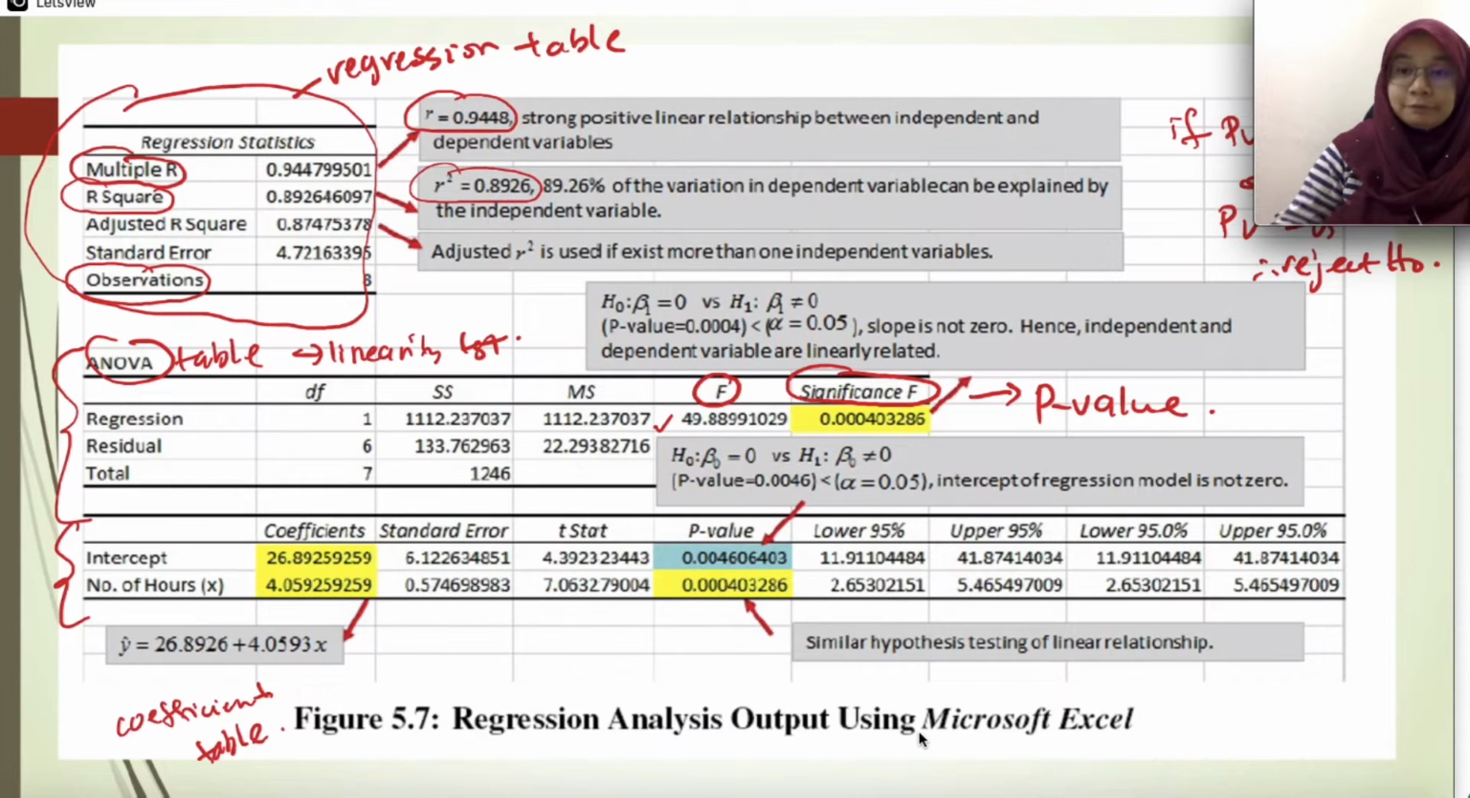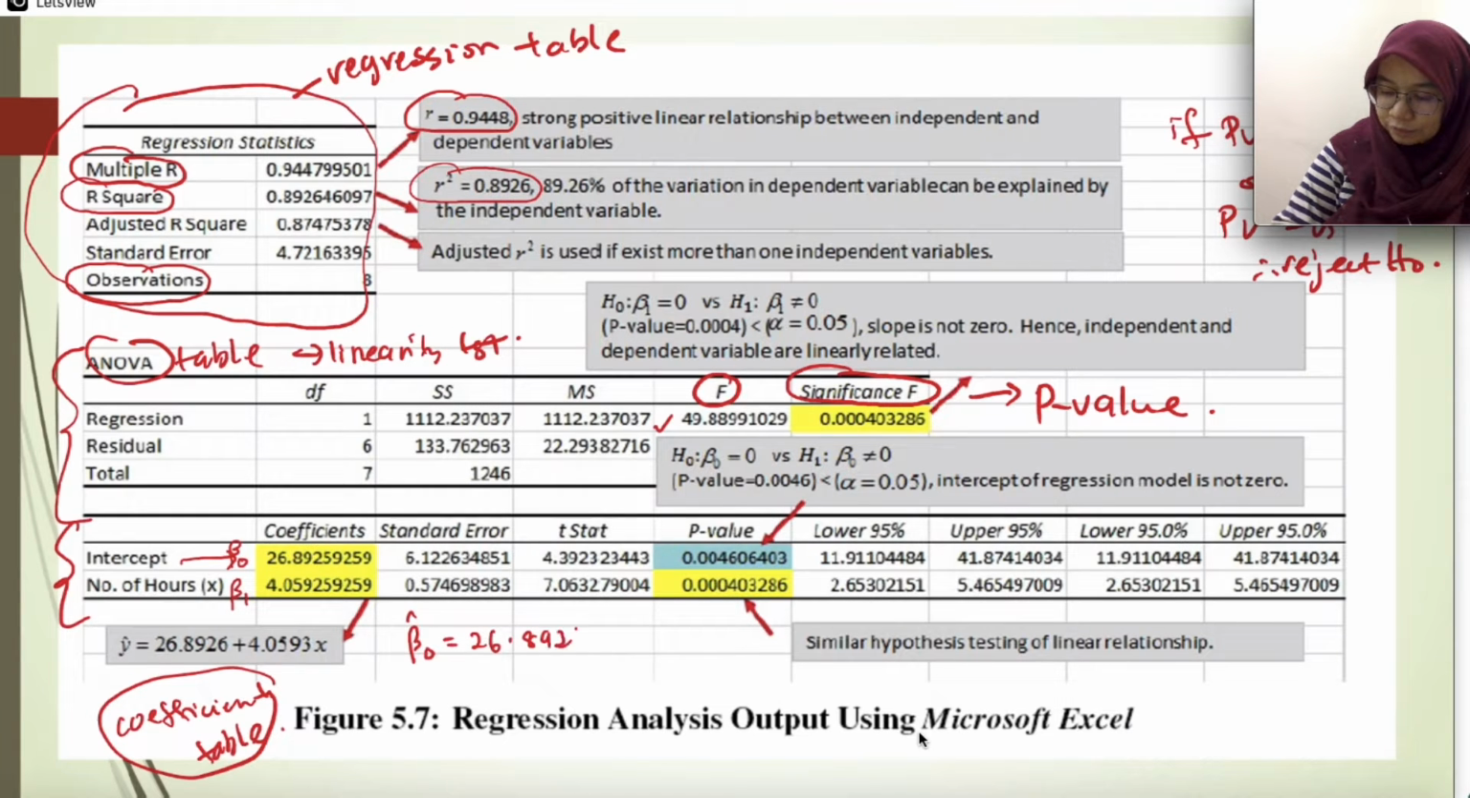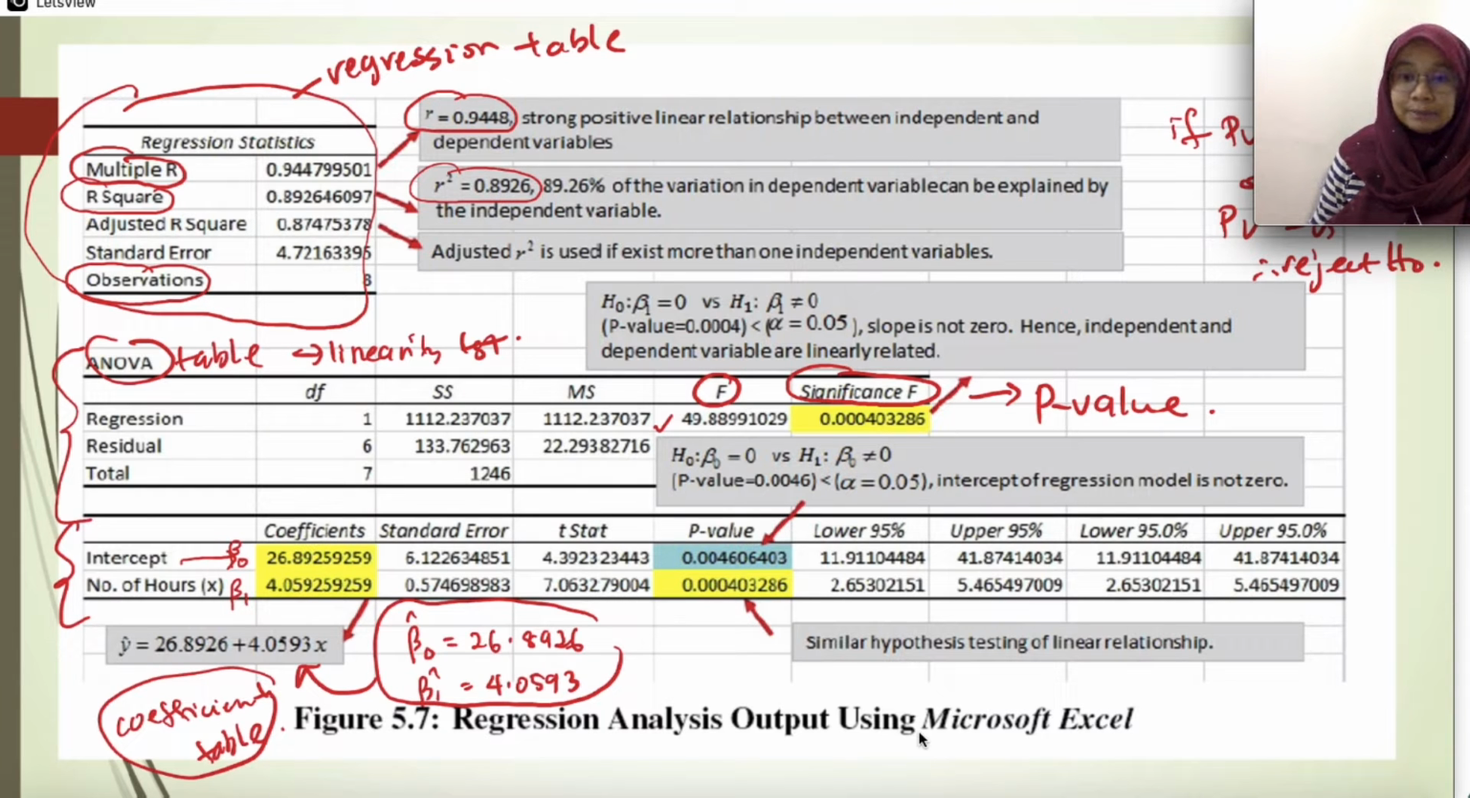Okay, what information can we get from the coefficient table? Here, Intercept is your beta naught, and Number of Hours is your beta 1. So, beta naught cap is equal to 26.8926. Beta 1 cap is 4.0593. So, from this, you can write down your simple linear regression equation.